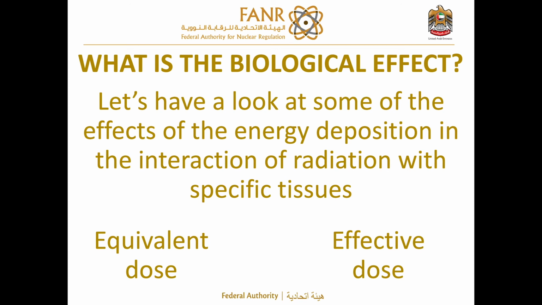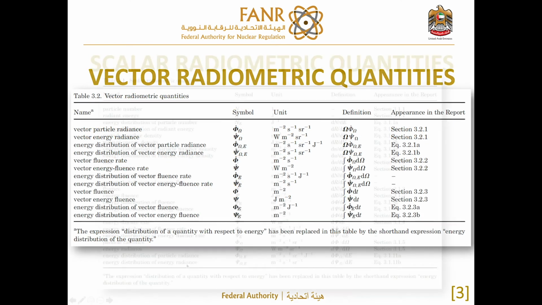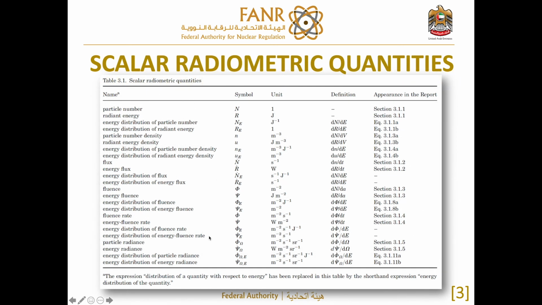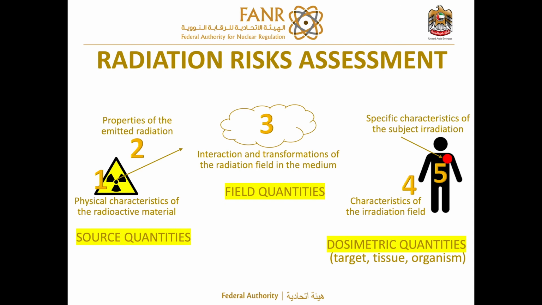So the take-home message from this section is that there are several quantities which are used in radiological protection. Some of them describe the emission of radiation from a source, and they are called source quantities. Others describe how radiation interacts with a field. They are called field quantities. And other quantities define the deposition of energy and help in defining dosimetry. So they are related to the concept of dose.